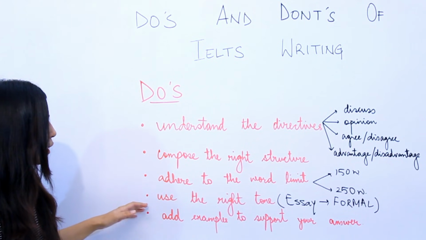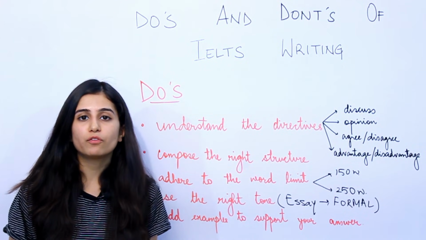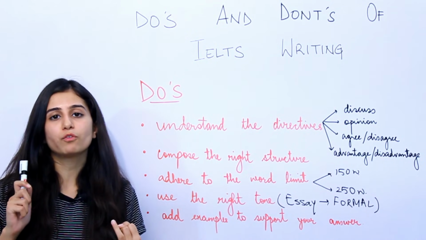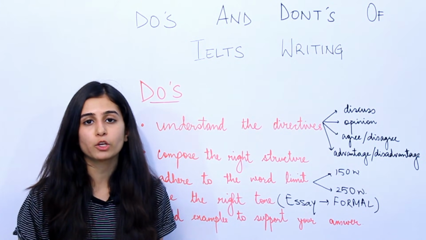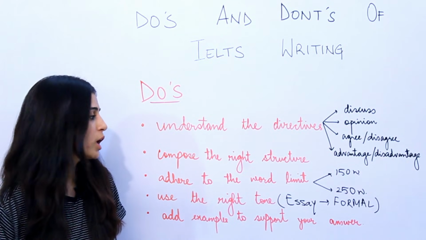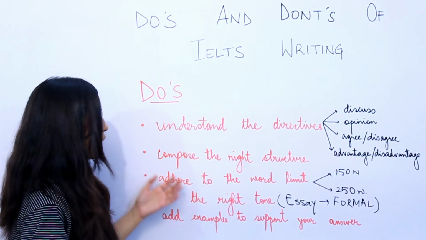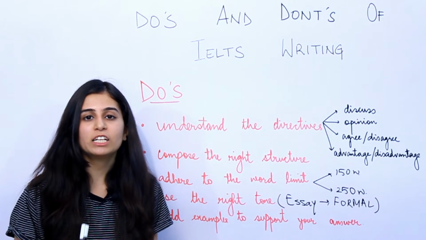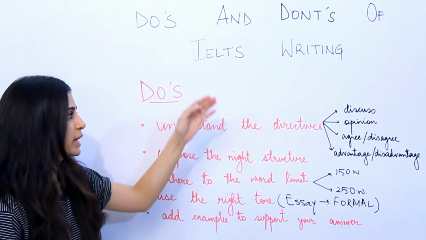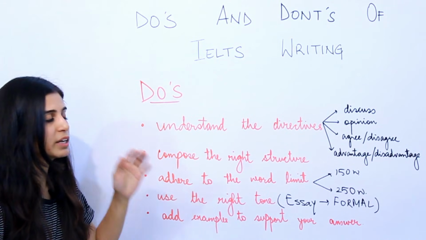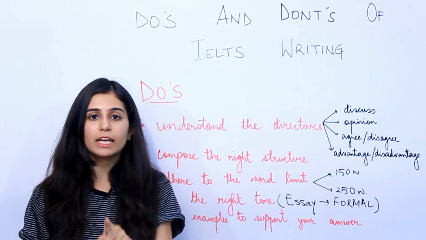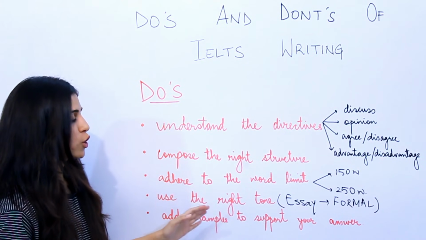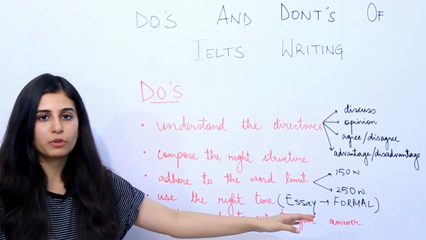Coming to the next point, use the right tone. In case of letters, you should use the right tone. When it comes to a formal letter, you must have a formal tone. When it comes to an informal letter, you must use a friendly, informal tone, which can be casual in nature. Next is your essay. Your essay has to be formal. Each and every essay is formal, be it discuss, opinion, agree, disagree, advantages, or disadvantages. Each of your essays has to be in formal language. You cannot use casual words here, it has to be formal in nature.